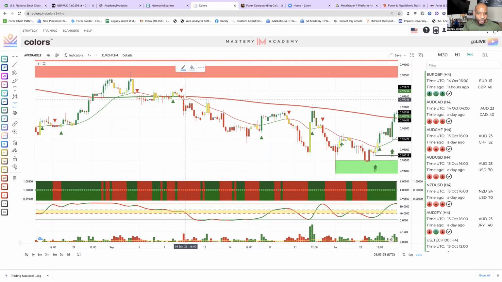So what will we make here if we enter this trade? Let's see. 64 pips. If we took it all the way down, where's that wick at? 83 pips. Remember I said, we're just trying to get 100. So basically you get your weekly done just by taking maybe 1 or 2 trades on colors. Boom. That's 1 done.